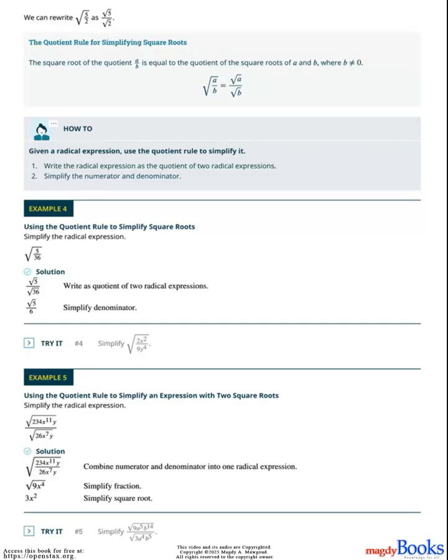Try it number 5. Simplify: square root of 9a to the power of 5 b to the power of 14 over square root of 3a to the power of 4 b to the power of 5.